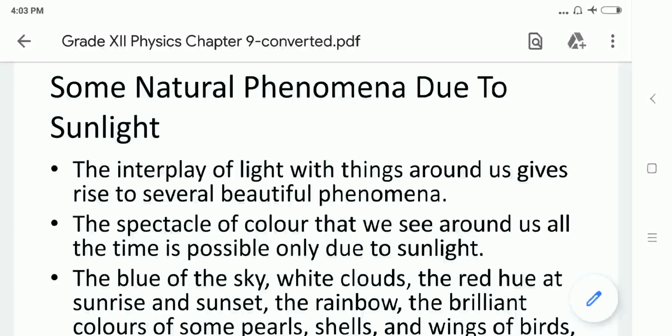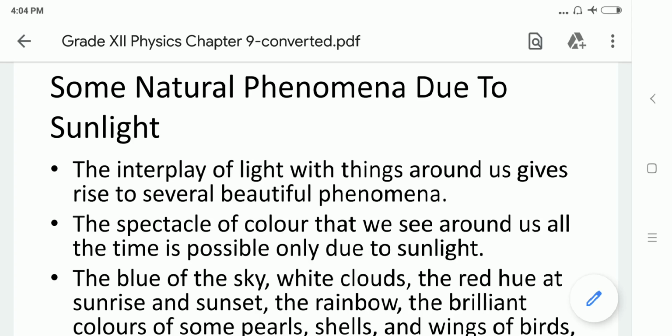As we know, sunlight carries the white beam color. In this white beam, a number of color components are there, but all color components travel at the same speed in vacuum. So only the white beam is visible. But this white beam gives the different colors present around us, such as the blue color of the sky, white clouds, the red hue at sunrise and sunset, the rainbow, pearls, shells, and wings of birds. These things are visible only by the sunlight that carries the white beam.